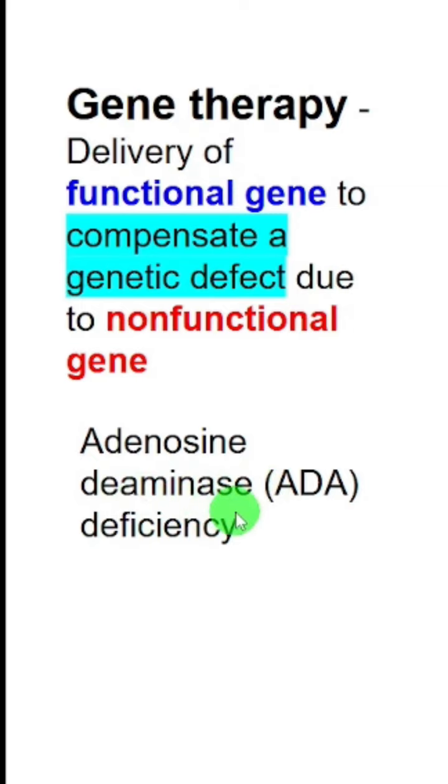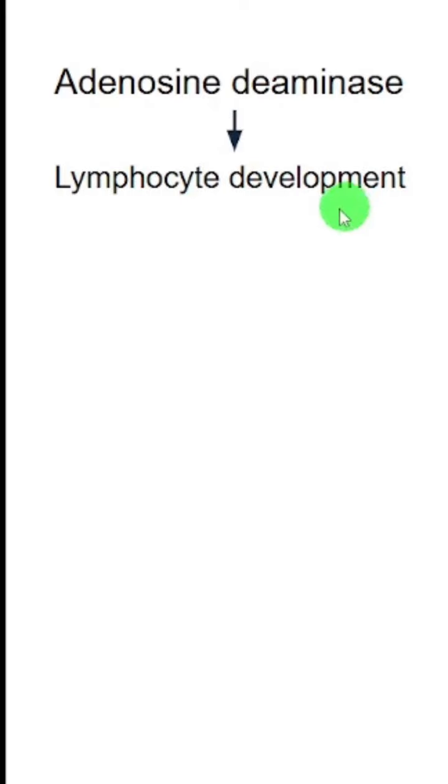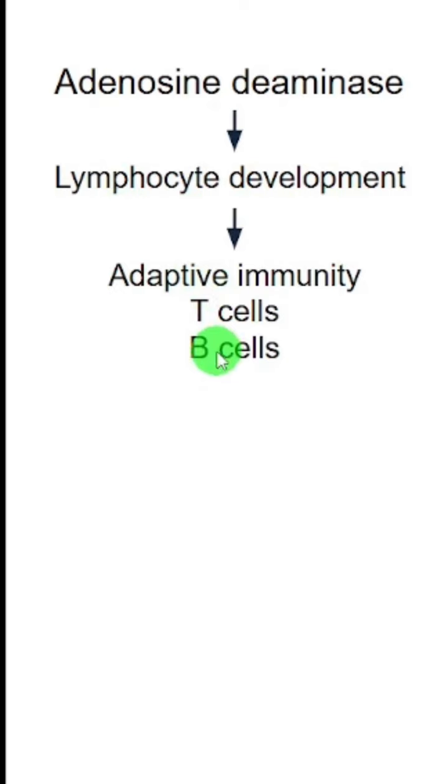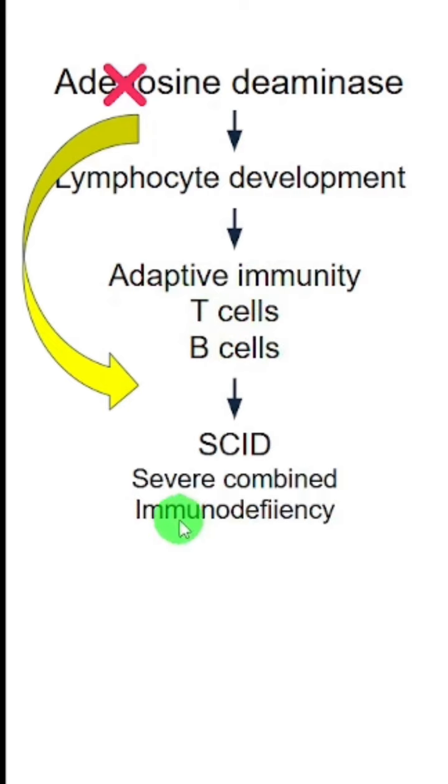As the name suggests, this is an enzyme. And this enzyme is extremely important for lymphocyte development. Now, lymphocytes include T cells and B cells. So any genetic defect in this enzyme is going to paralyze the whole wing, adaptive immunity of the immune system. And this leads to severe combined immunodeficiency.